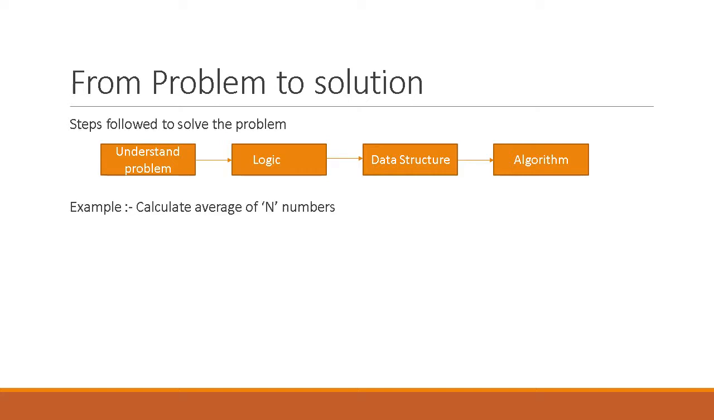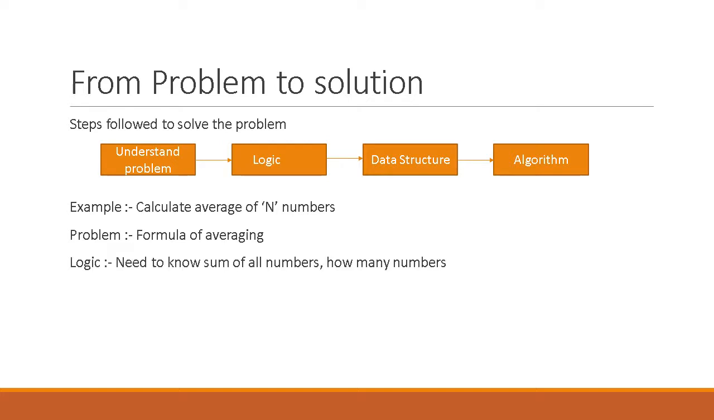Simple example: suppose we want to find the average of n numbers. The first step is to understand the problem. Understanding the problem means I should know what averaging means and what the formula for average is. Now I will find the logic for that. The trick will be: I need to read all the numbers from the given numbers, perform addition of them, and then divide by n, the number of numbers we have. That is the logic of averaging n numbers.